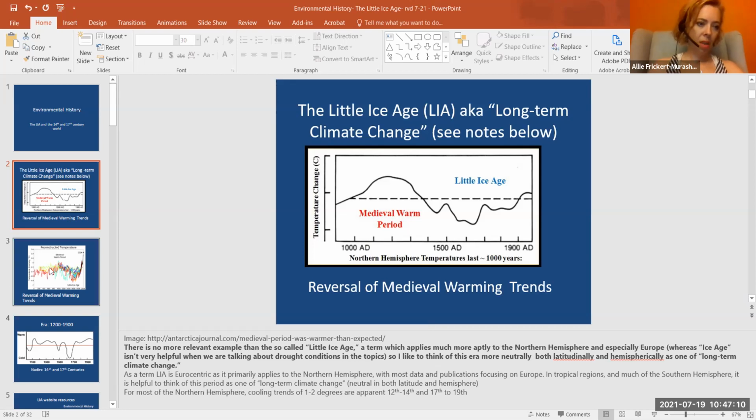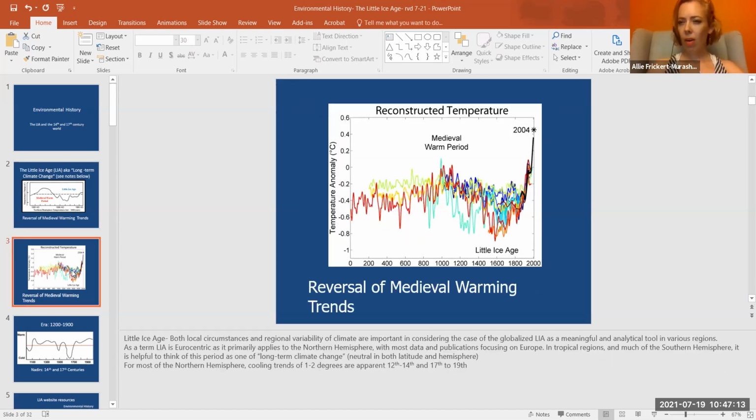So here is another chart. This one looks at reconstructed temperatures. I think what's really significant to point out here is that we're talking about changes in temperatures of a couple of degrees globally. So the averages are a couple of degrees, and that is causing devastation globally, right?